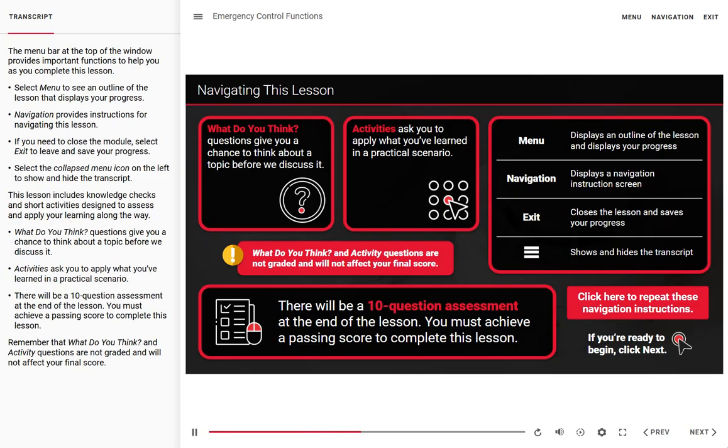This lesson includes knowledge checks and short activities designed to assess and apply your learning along the way. What do you think? Questions give you a chance to think about a topic before we discuss it. Activities ask you to apply what you've learned in a practical scenario. There will be a 10-question assessment at the end of the lesson. You must achieve a passing score to complete this lesson. Remember that what do you think and activity questions are not graded and will not affect your final score.